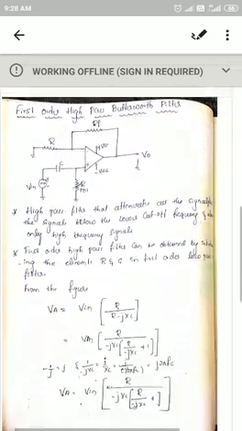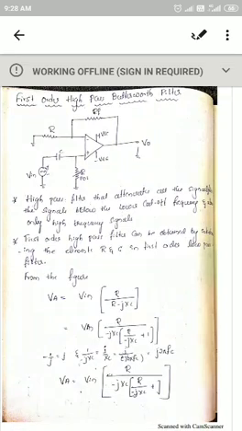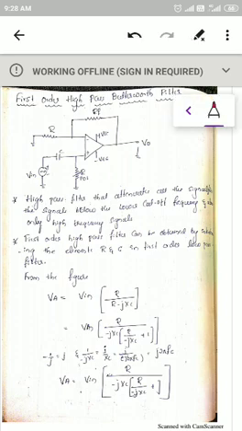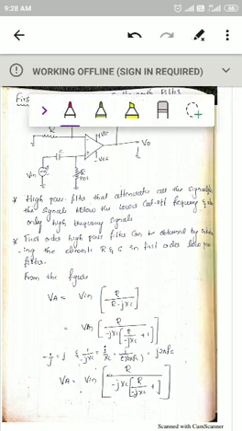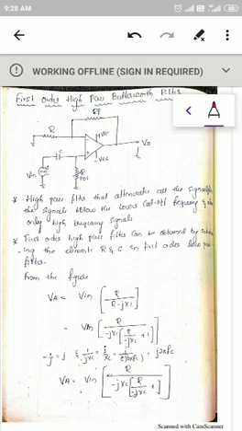Now the next type of filter is the first order high pass Butterworth filter. It is a first order because of the order of the filter we are using. The previous section we discussed was the low pass filter, and this is the high pass filter.